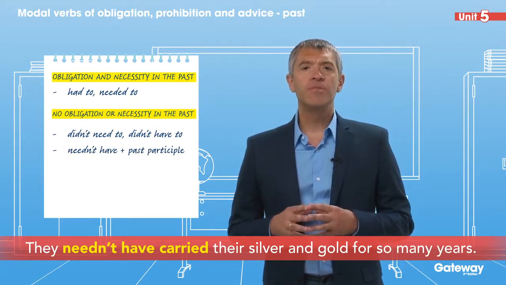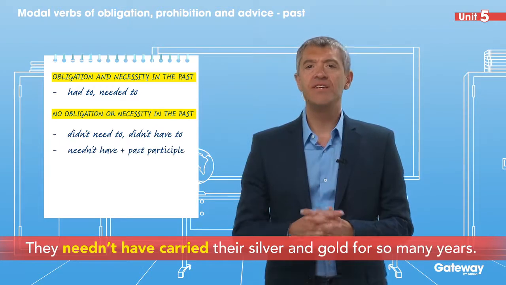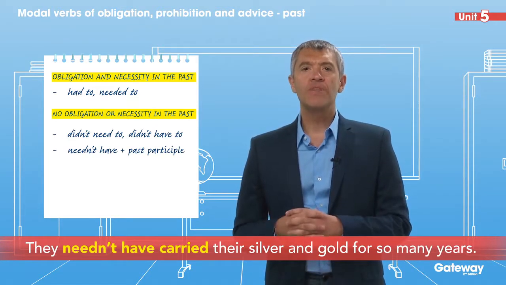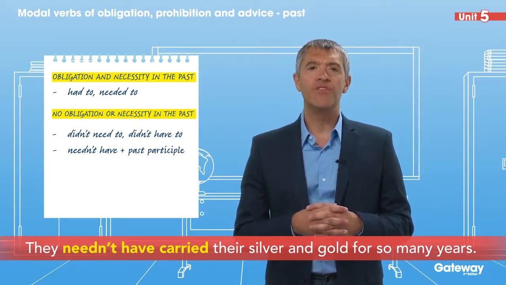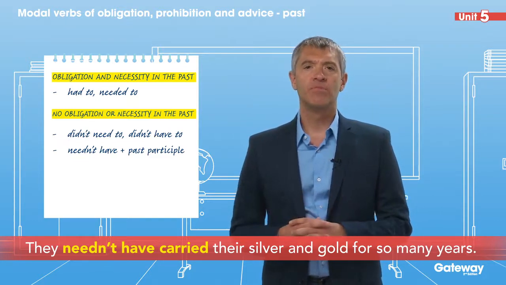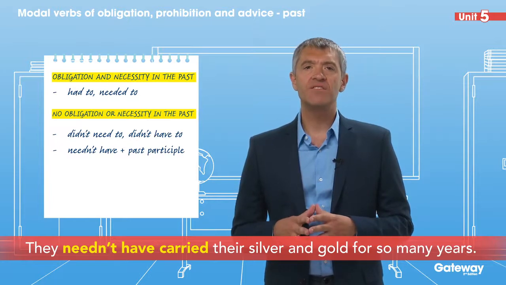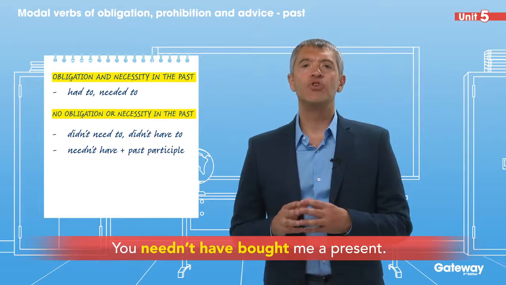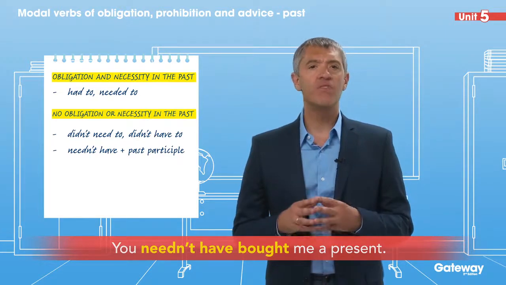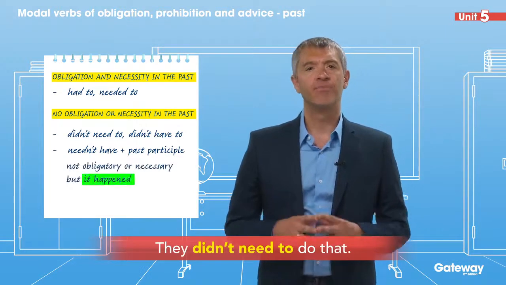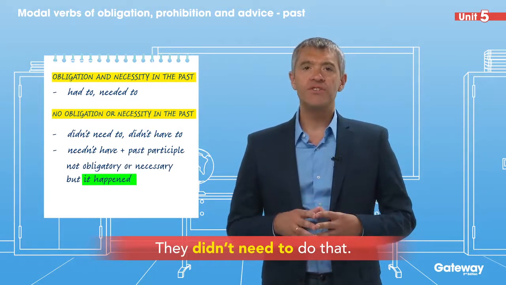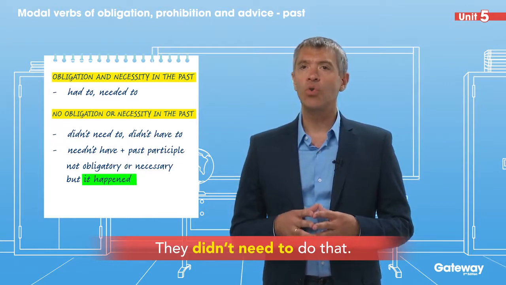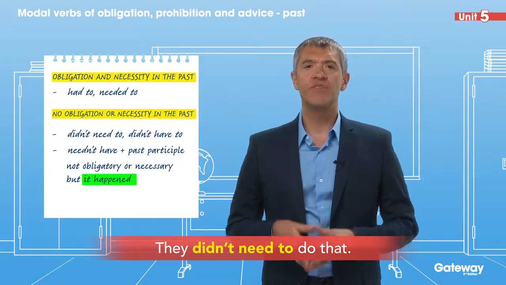There's a difference between needn't have and didn't need to. We use needn't have when something wasn't obligatory or necessary, but it happened. So if somebody says, "You needn't have bought me a present," it means that you bought the person a present even though it wasn't necessary. With didn't need to, maybe it happened or maybe it didn't. All we know is that it wasn't necessary.